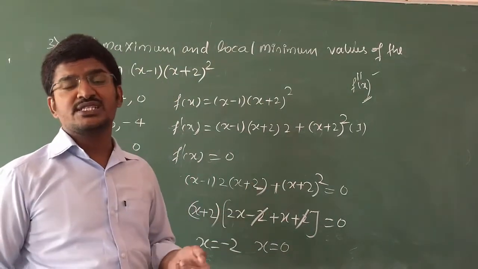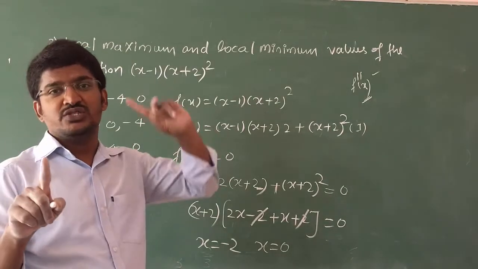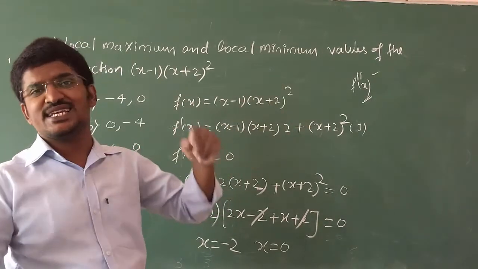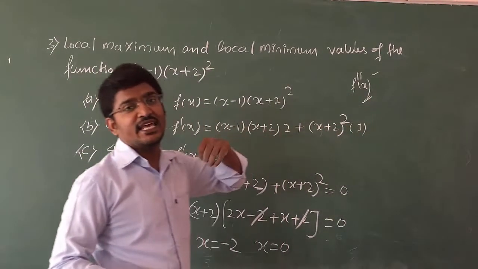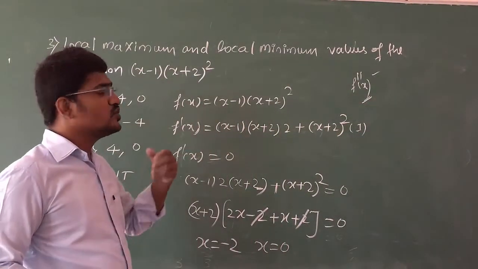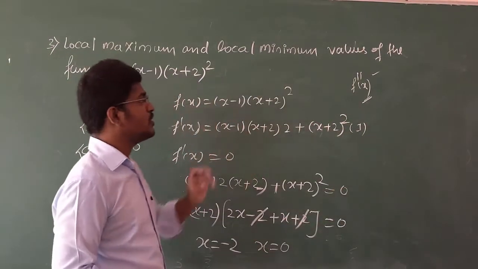F double dash of x greater than 0, that is minimum. You have two values: which one is greater, that is maximum, which one is lesser, that is minimum. So in that, I will not go on writing all the details, because we will solve it very quickly. If we write everything, it will take time.